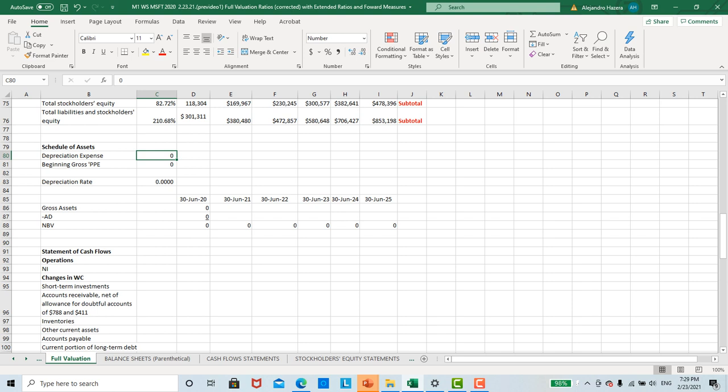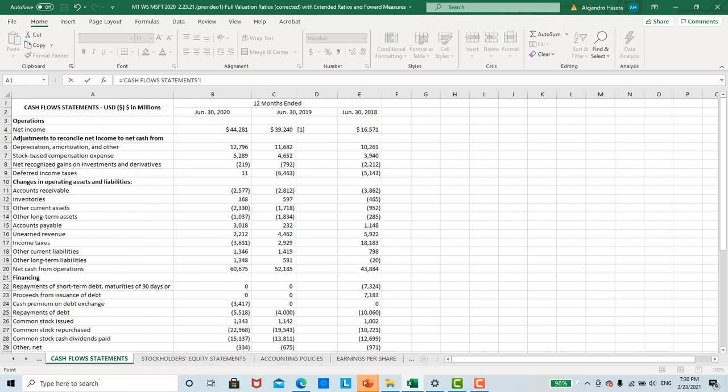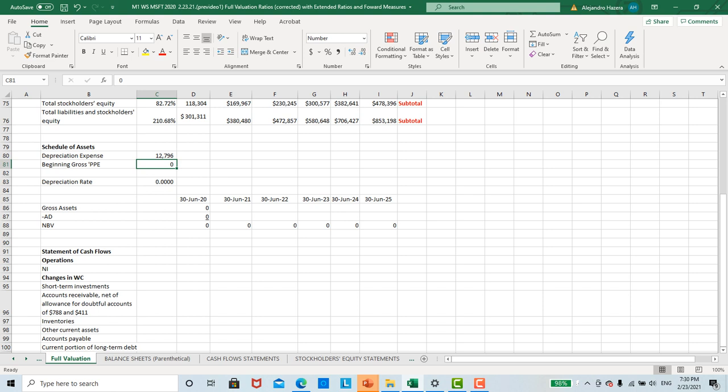Okay, and so my depreciation rate is going to be depreciation expense divided by my beginning gross assets. Okay, and so my beginning gross assets, I'm doing a pro forma for 21 through 25, so my beginning balances are going to be for June 30th, 20. Okay, so I'm going to get my depreciation expense from the statement of cash flows. Right here. My depreciation expense is 12,796.